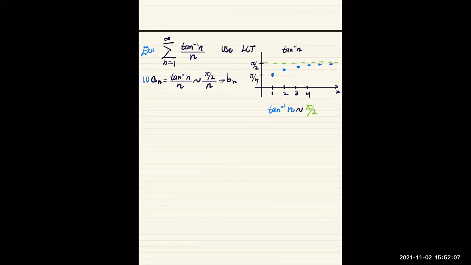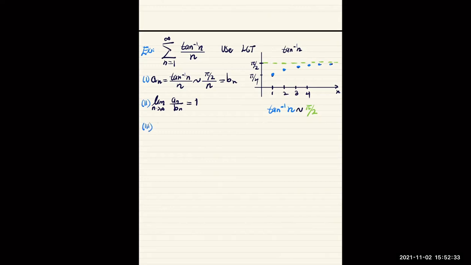And then the second step, mention the limit. Don't prove it, just mention it. The limit of a sub n over b sub n is equal to 1. If you don't believe it, you can evaluate it. It's very simple.